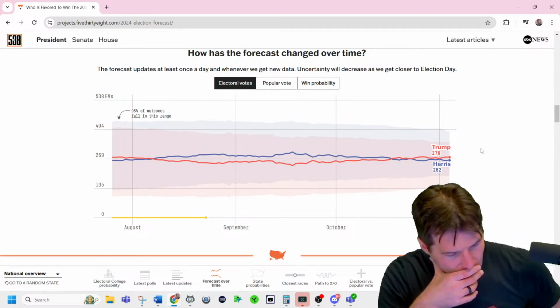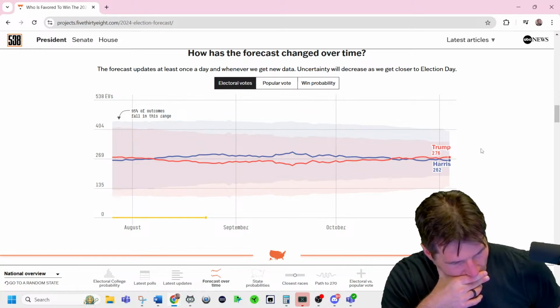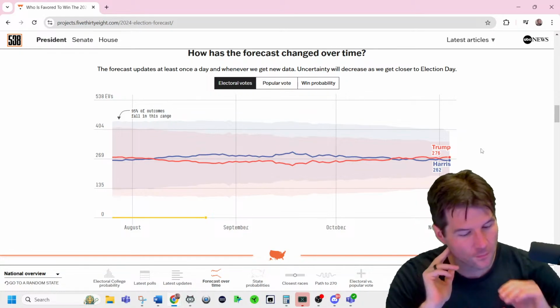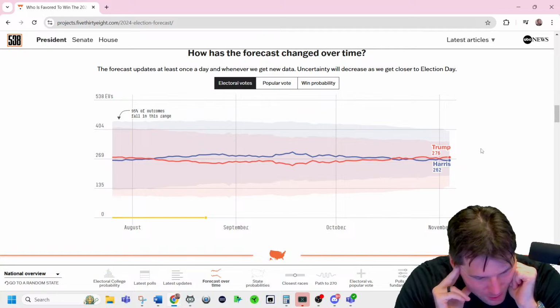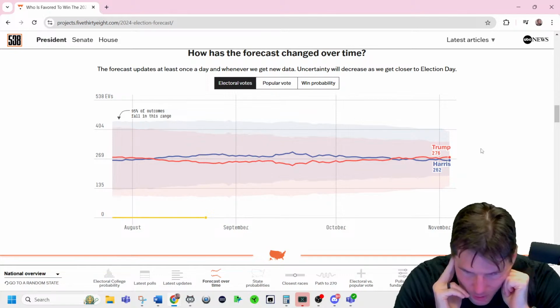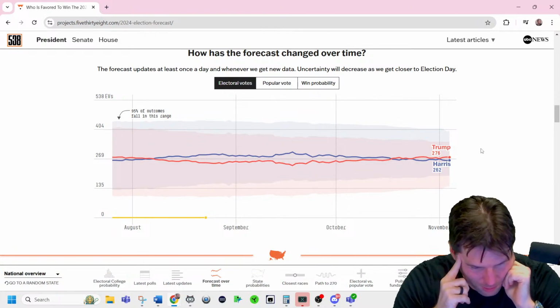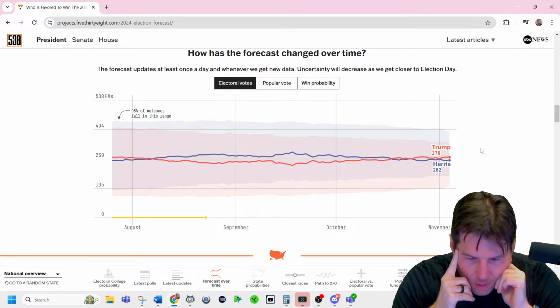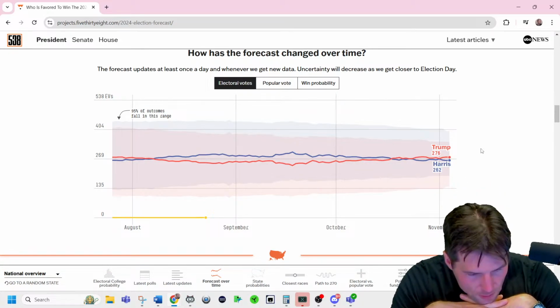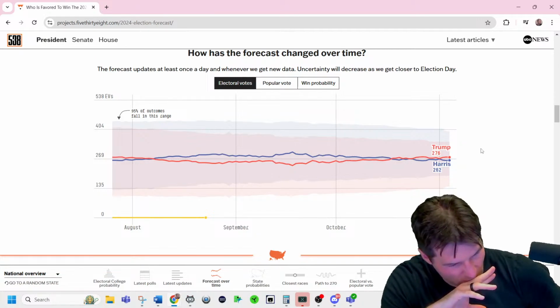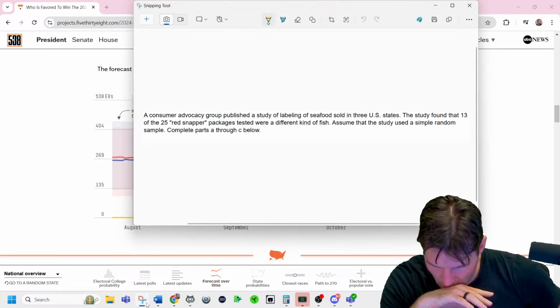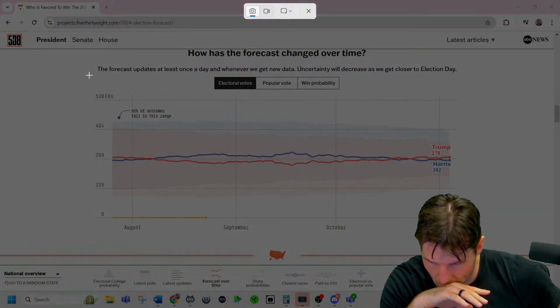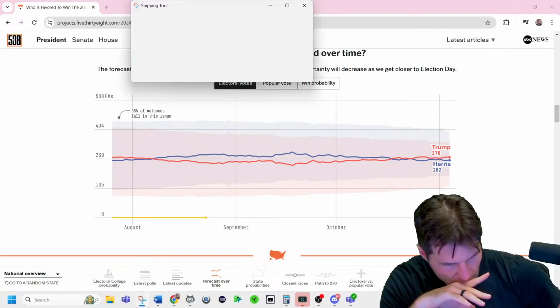I just noticed something. How is that the case? It's a skewed interval. Interesting. It has to be skewed intervals. Both intervals are skewed.